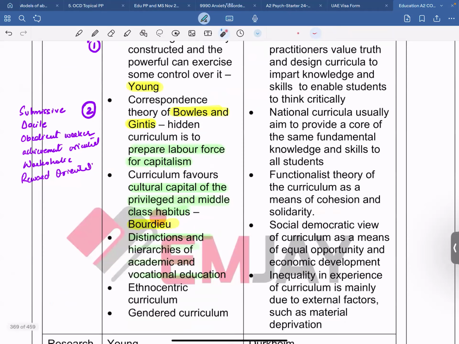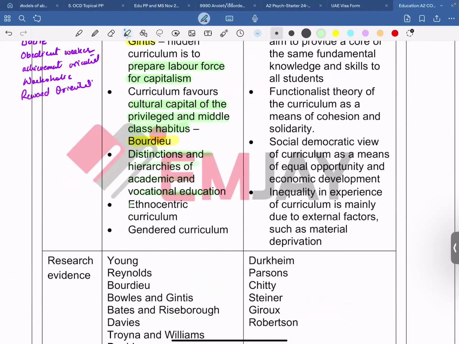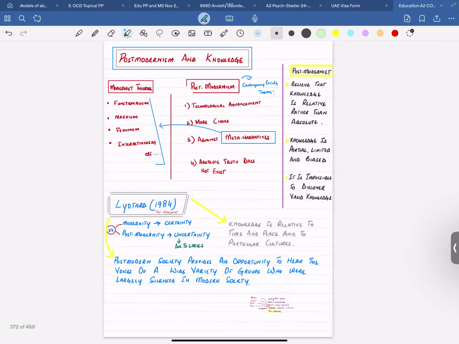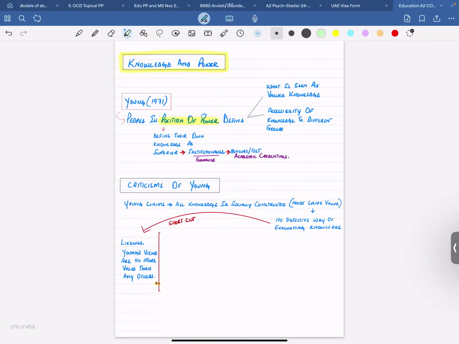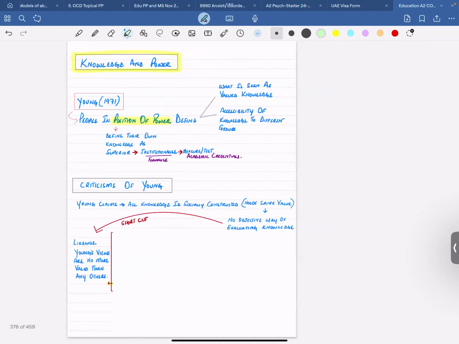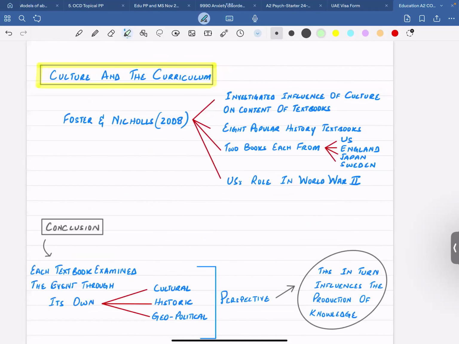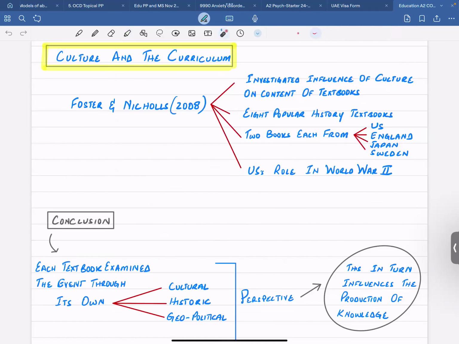Taking it further, we could write down about how curriculums are ethnocentric and how curriculums are gendered. What does the word ethnocentric mean over here? The word ethnocentric refers to how your curriculum is written in a manner that it automatically helps members of certain ethnic groups over others. You could use this example by Foster and Nichols. They investigated the influence of culture on the content of textbooks.